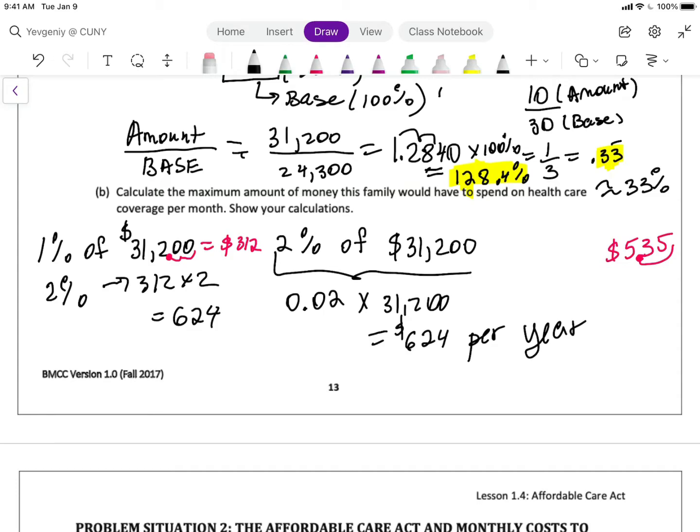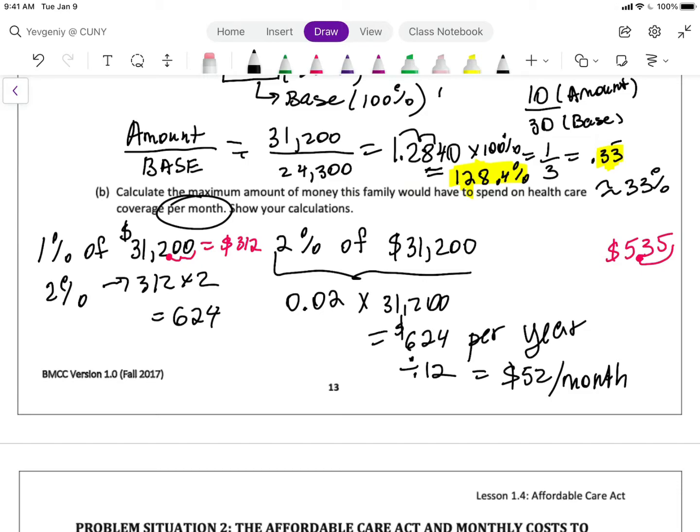It's per year. So the question did ask us to do it per month, but since we know what it is per year, we're going to divide this by 12 equally, and we'll see what that is. So 624 divided by 12, which is $52 per month for that family. All right, that's making between 100 and 133% of the poverty line.